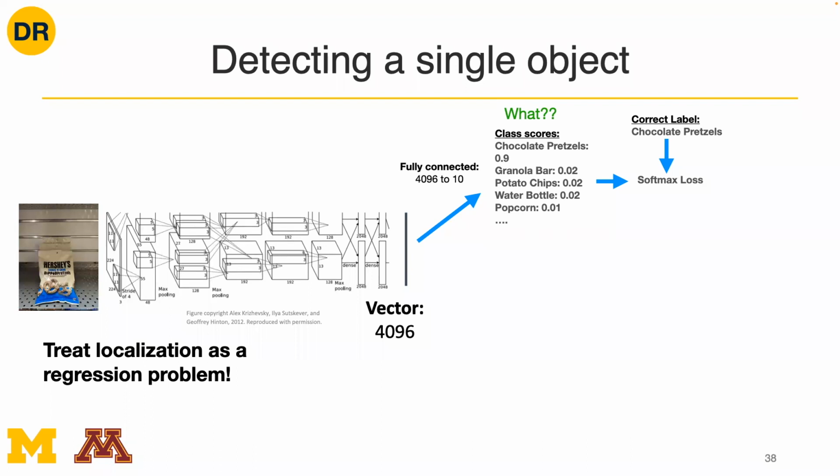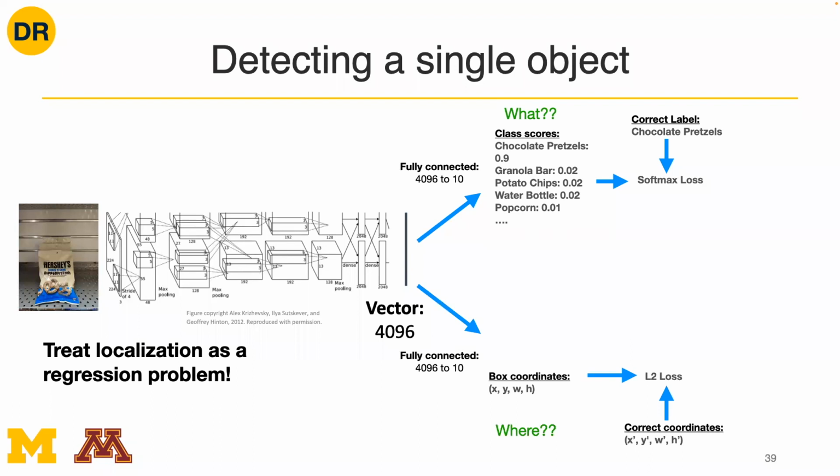What we could imagine doing, though, is appending onto this overall architecture a second branch at the end, which takes our final feature vector and passes it through a separate fully connected layer to produce, as just a regression output, a four-dimensional vector, which is the xy coordinate of the center of the predicted bounding box, and then the width and the height of the predicted bounding box.